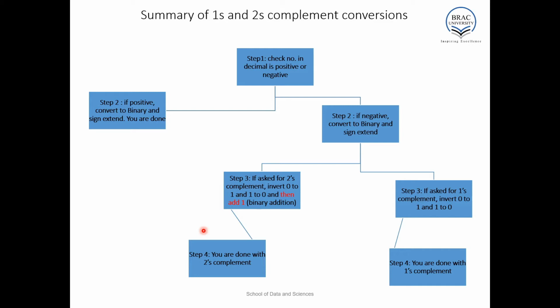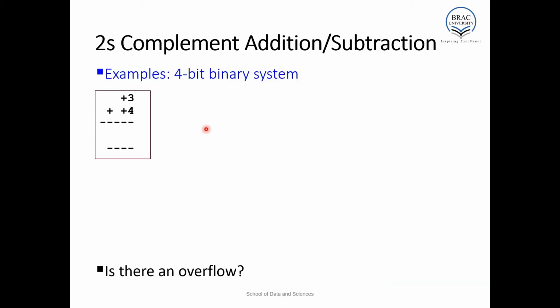Now let's move on to our first practice problem. In this example, I am asked to add +3 and +4 in a 4-bit 2's complement number system. And also, I need to show whether there is an overflow or not. Let's see how we can do it.